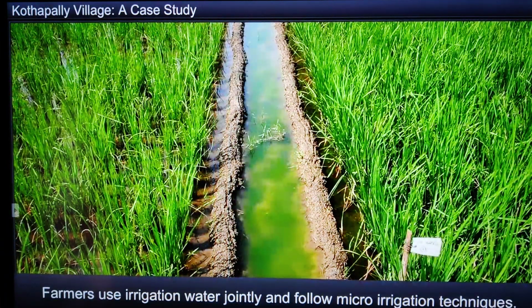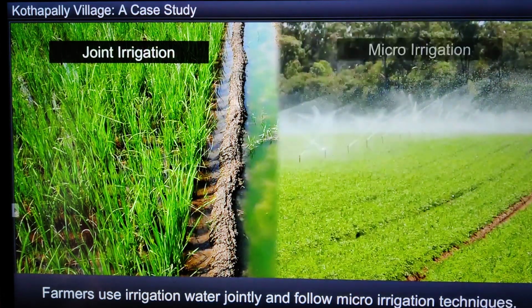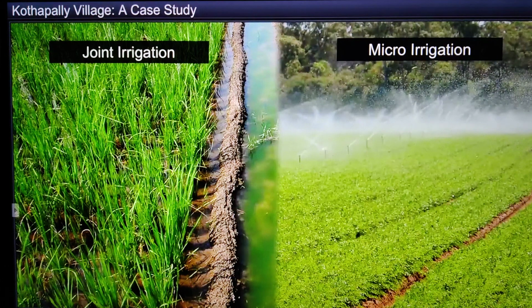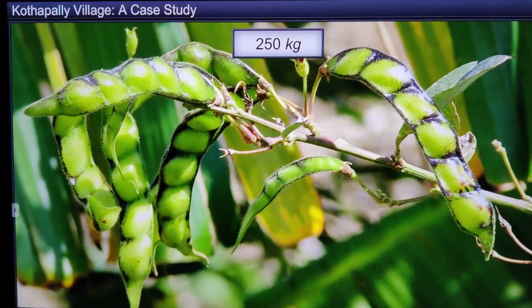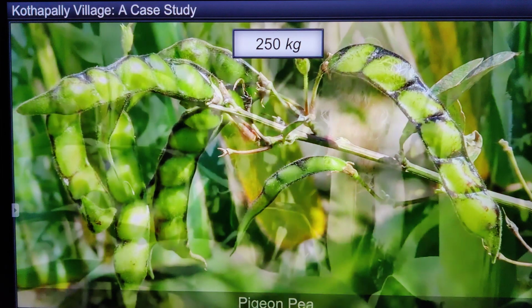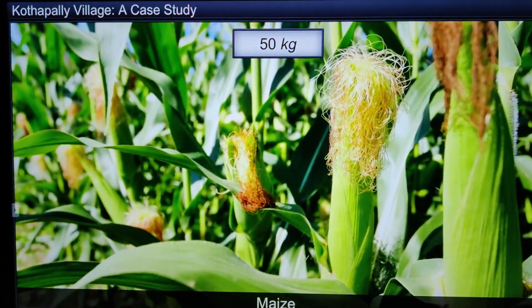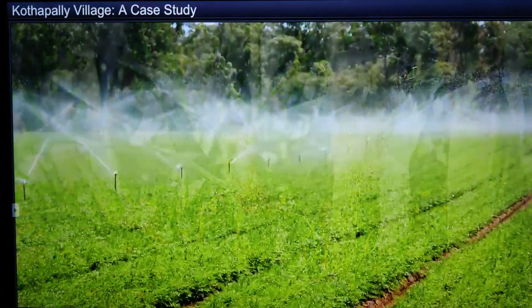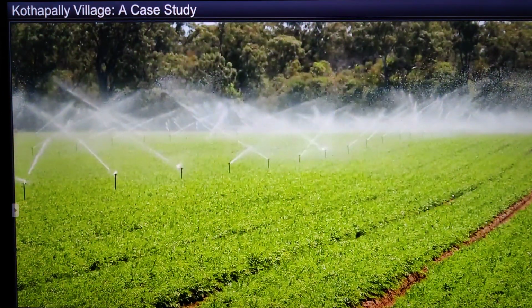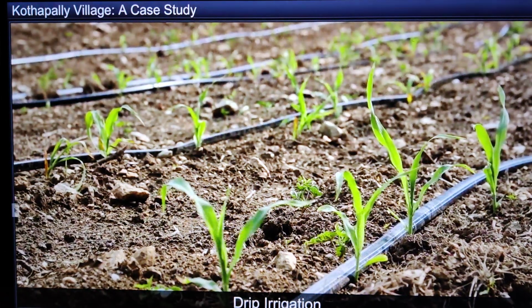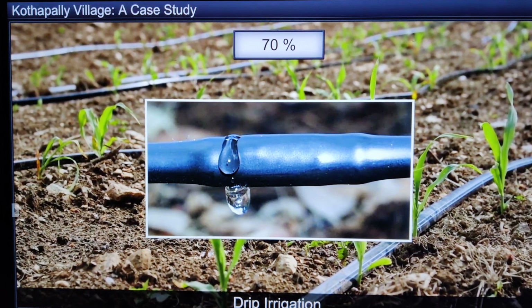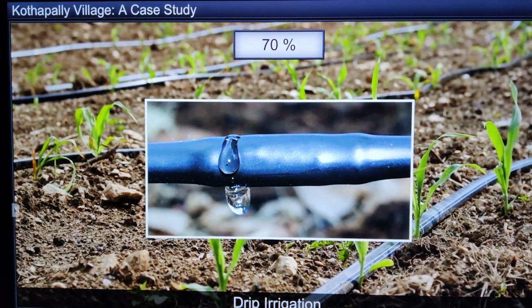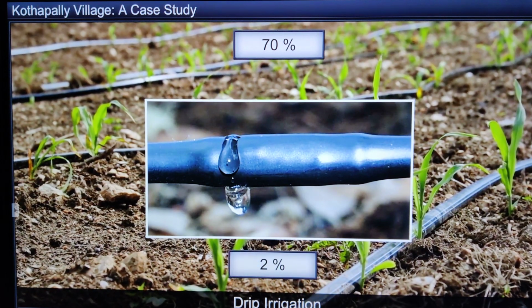Farmers use irrigation water jointly and follow micro-irrigation techniques. Through broad bed furrow and micro-irrigation techniques, farmers obtained 250 kilograms more pigeon pea and 50 kilograms more maize per hectare. The micro-irrigation techniques include drip irrigation, which conserves 70% of irrigated water. But sadly, this method of irrigation is only applied to 2% of land worldwide.